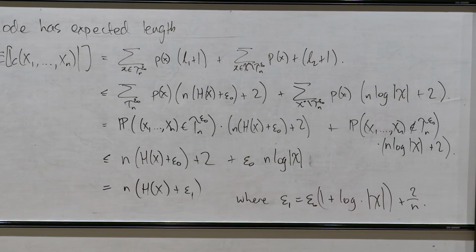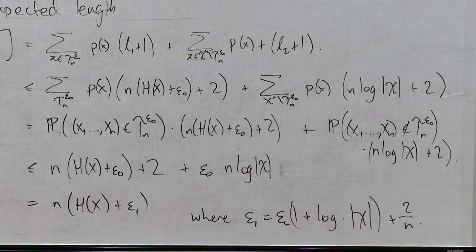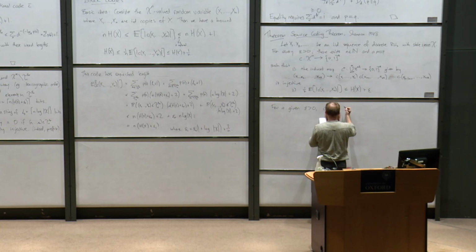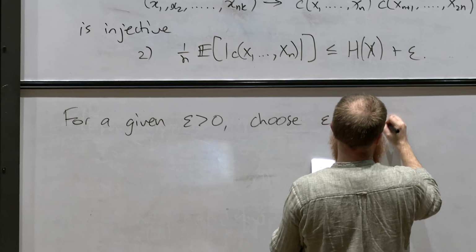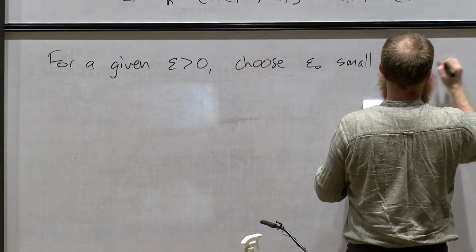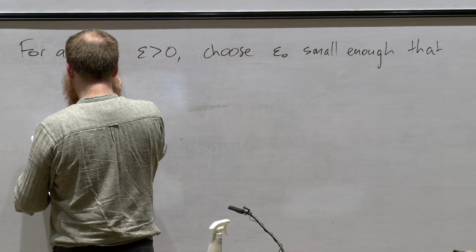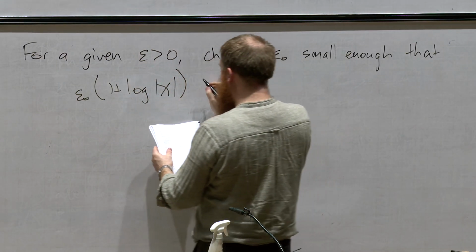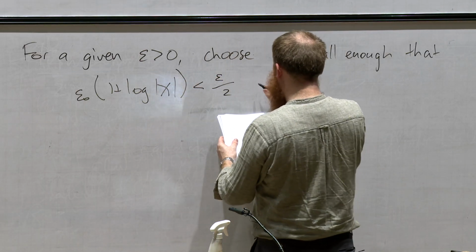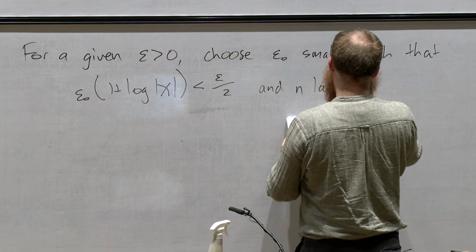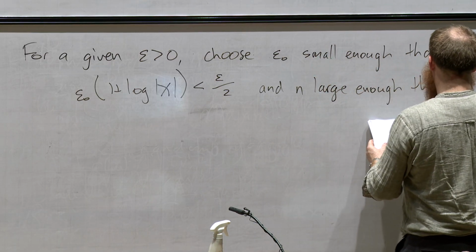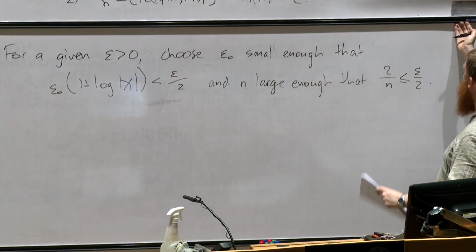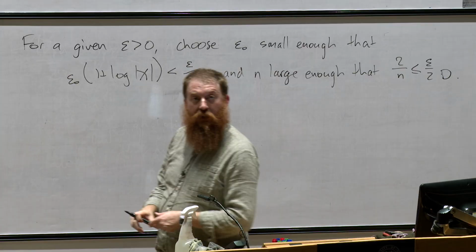Okay, so I've just got a big inequality. So what do I do now? For a given epsilon greater than 0, choose epsilon naught small enough that epsilon naught times (1 plus log of the size of my space) is less than epsilon over 2, and n large enough that 2 over n is less than or equal to epsilon over 2. Put everything together and you get the desired inequality.